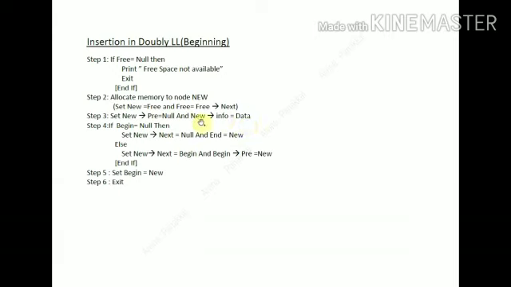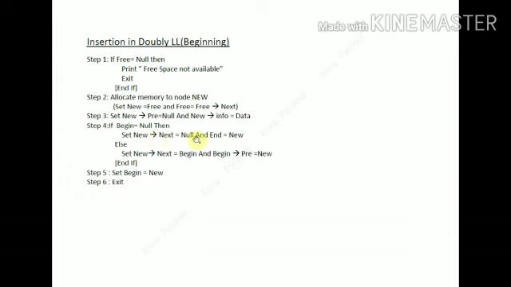Next step is, if begin equal to null, then set new next equal to null and end equal to new. That means in this step we are going to check whether this particular linked list is an empty linked list. If it is an empty linked list, the node that we are going to insert now will be the first node in that linked list. So we have to set new next equal to null. That is, only one node in the linked list, so the next part of the new node will definitely be the null value. And end equal to new.